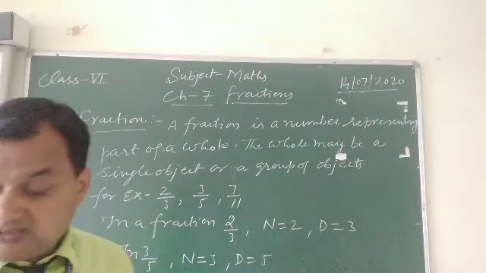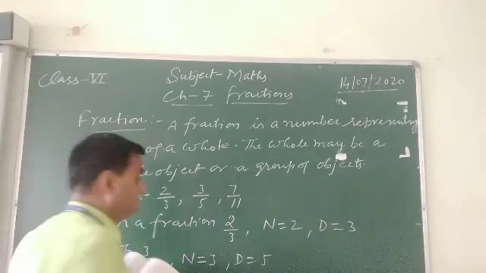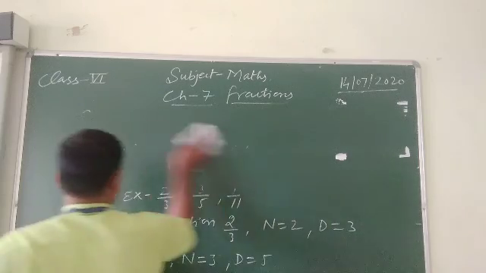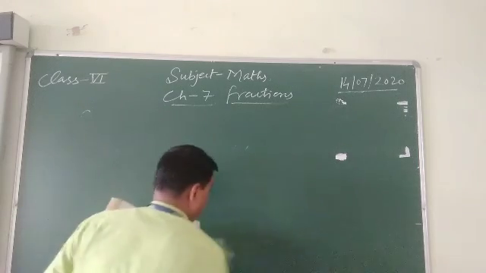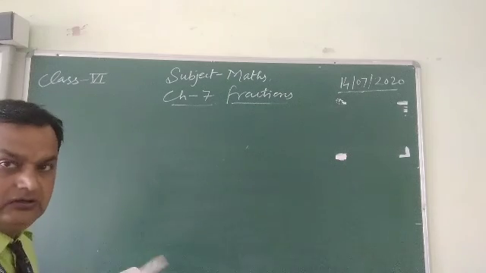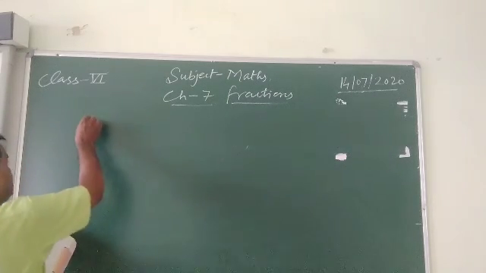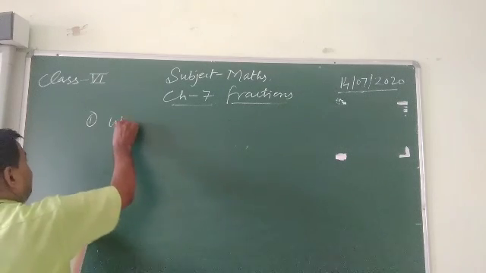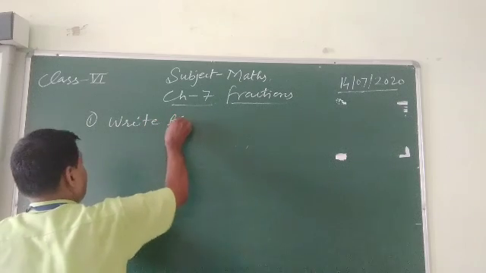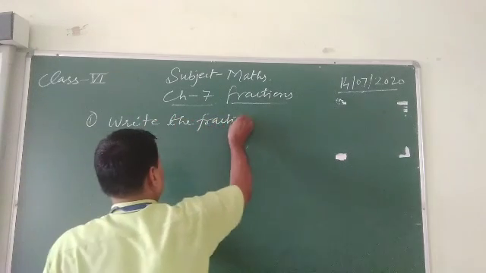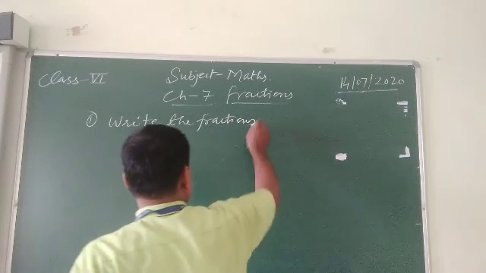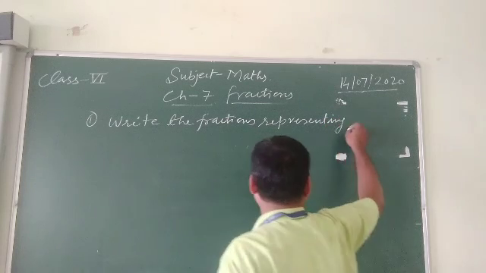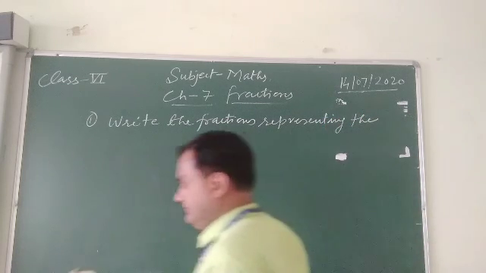Now, I will start exercise 7.1, question number first. Find the fraction representing the shaded portion. Write the fractions representing the shaded portion.